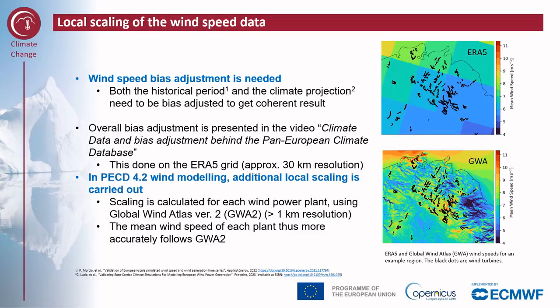In addition to the power curves, we need detailed information of wind speeds. We already have the weather and the climate data available, bias adjusted, but it's on the ERA5 grid resolution, so the top figure on the right. We want to use even higher resolution wind speed because we do know we have more information about the locations of the power plants. So the bottom figure shows the global wind atlas resolution, so we use that to estimate the wind speeds at every wind power plant. That is what we call the local scaling of the wind speed data.